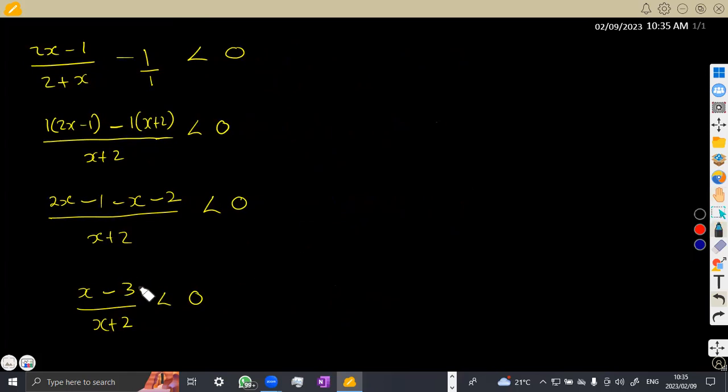So you're going to equate the numerator to 0. So x minus 3 is equal to 0, so x becomes 3. Or on the other side, x plus 2 is equal to 0, so x becomes -2. So these are the critical values, or the values of x at the critical points.